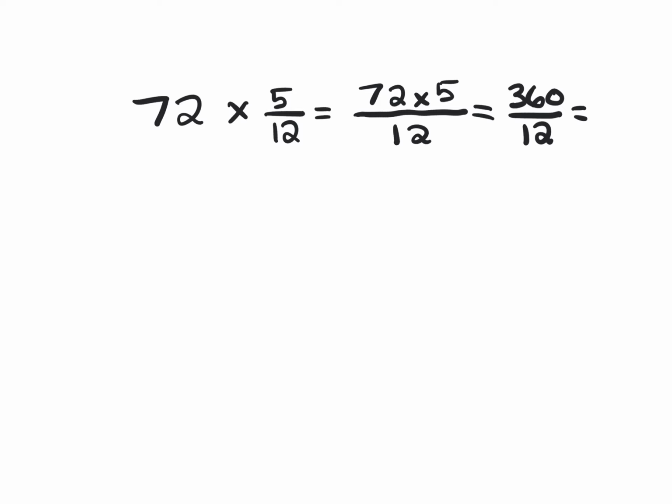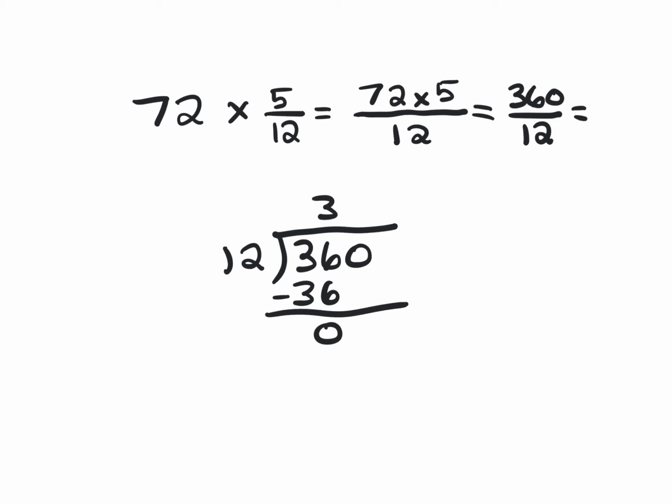Now what do we do? Well, 360 over 12 is the same as 360 divided by 12. And when we do our division, we're going to see 12 goes into 0 times, which equals 30.